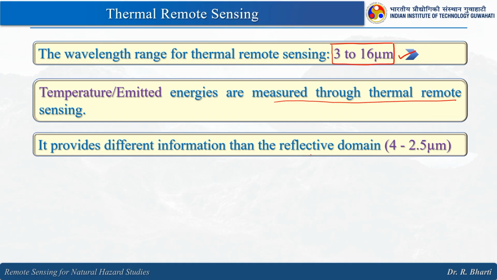It provides different information than the reflective domain, which is 0.4 to 2.5 micrometer. Now, in the 400 to 2500 nanometer, what happened? The sun is illuminating this particular target, and then it is getting reflected and it is getting measured by our sensor. So, this is giving you the superficial information, right, because the depth of penetration of 400 to 2500 nanometer is as good as their wavelength.